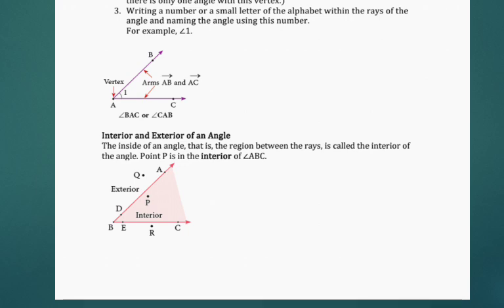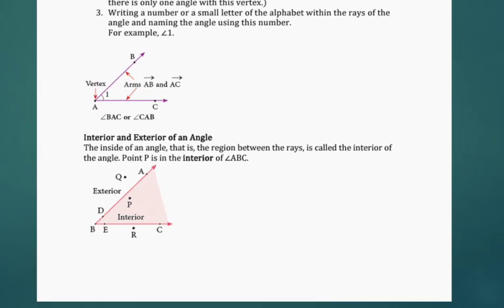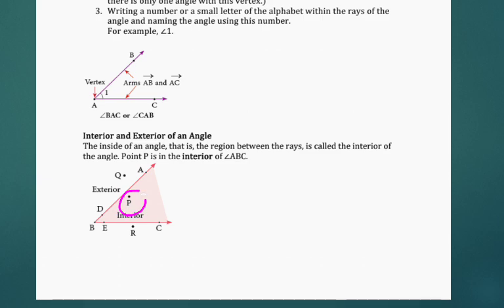So the inside of an angle, that is the region between the two rays, is called the interior of the angle. Point P is in the interior of angle ABC. See here, point P is in the interior of the angle ABC. So B is the angle here, right?